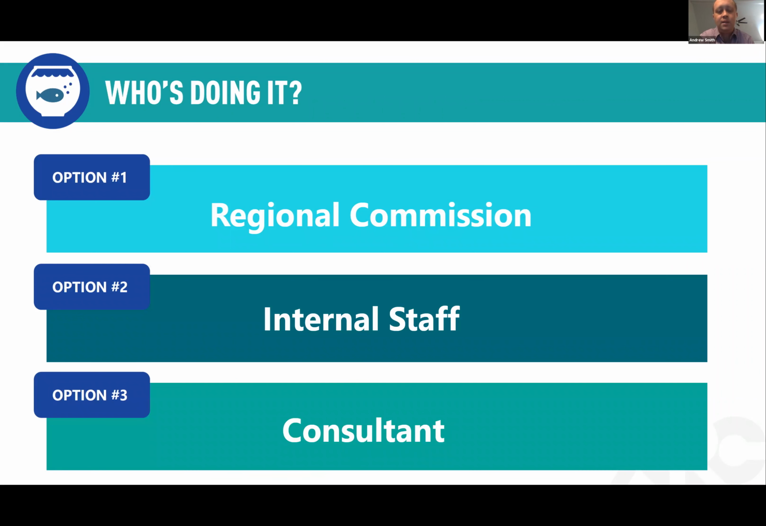And so a key thing to think about is, again, that second question: who's going to be doing it? There are really three options. If you have a fourth option, put it in the chat because I'd love to hear what it is. But option number one is you can use your regional commission. Like I mentioned, after 2012, if you ask the regional commission for help on your plan, we have to say yes, and we happily say yes. That's one of our key work program items for our staff. You can also just use your internal staff. And then option number three is to hire a consultant.